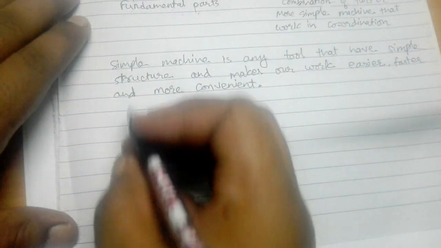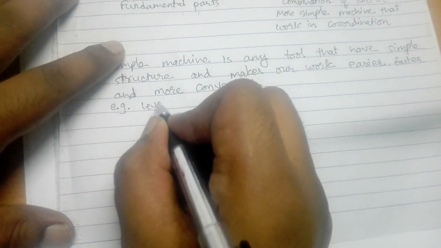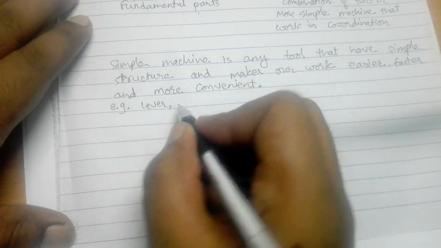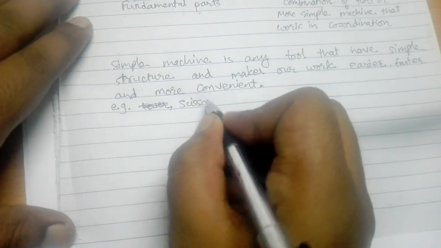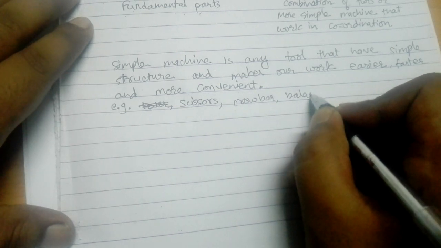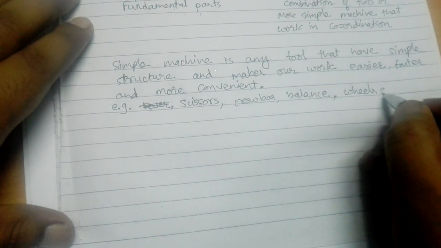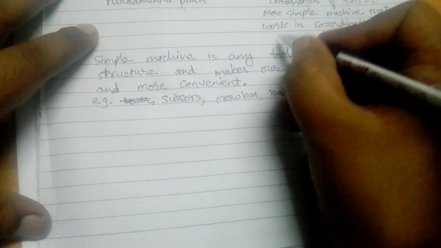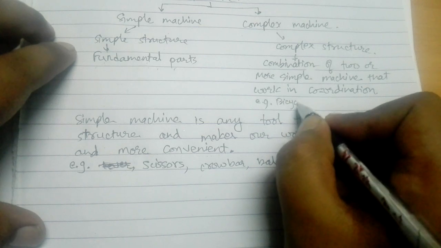Now, some examples of simple machine would be the lever. Lever is actually a type of simple machine. I'm just going to give simple examples like scissors, crowbar, or our physical balance, and similarly wheels, etc. These are all simple machines. An example of a complex machine, you can give several, like the bicycle you ride.